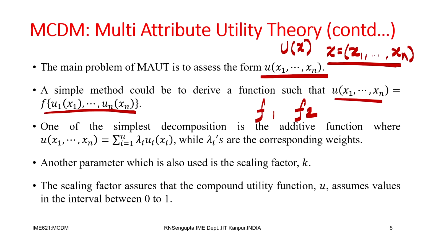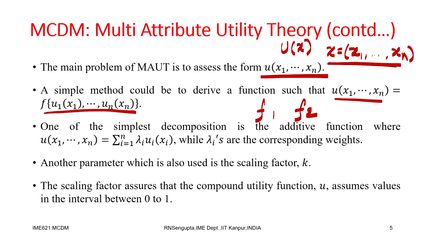The scaling factor assures that the compound utility function u assumes values in the interval between 0 and 1. If you consider the properties of the utility function in general, they should hold true for the univariate case, and they should also hold true for the multivariate case. In the same way, for example, if you have a univariate distribution and a multivariate distribution, all the distribution properties, fundamental things from statistics, should hold. In the same way, for the univariate and the multivariate utility function cases, the properties would definitely hold.